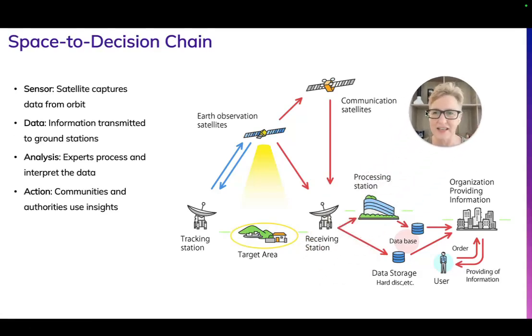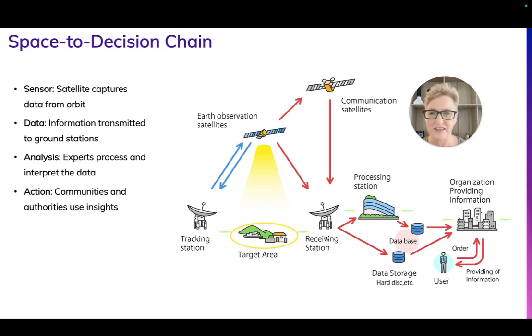The sensor data is captured, so the satellites capture the sensor data from orbit. So here are our Earth observation satellites, and here is our target area we can see on the ground. And so the data is being captured, and it's being downloaded to a tracking station. It can also be downloaded to a receiving station, and in some cases that data can actually go to a communication satellite, which in turn downloads that data.